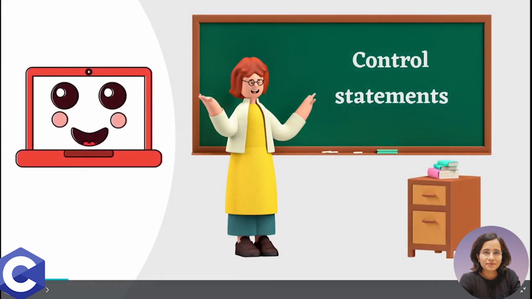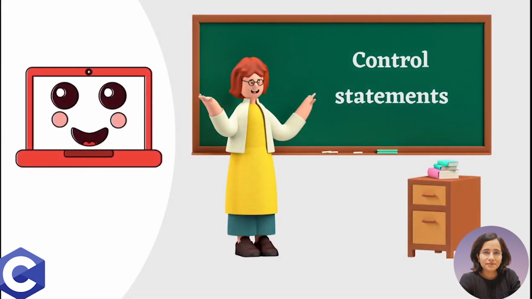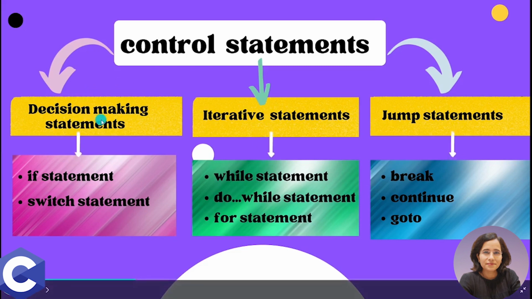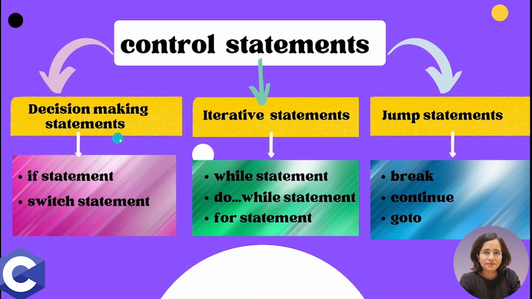Welcome to one more important module of C programming, that is control statements. Control statements enable us to specify the flow of program control. There are three types of control statements. The first is decision making statements, the second is iterative statements, and the third is jump statement.